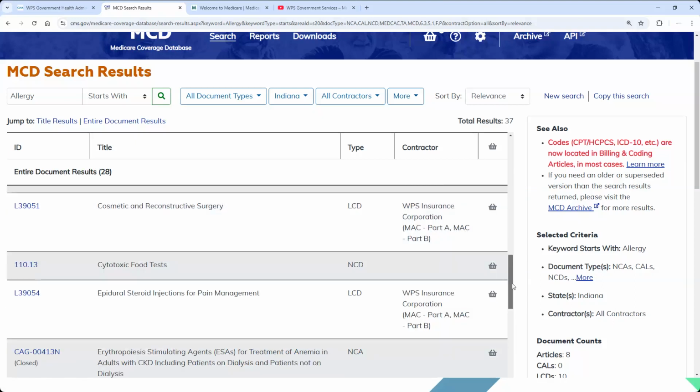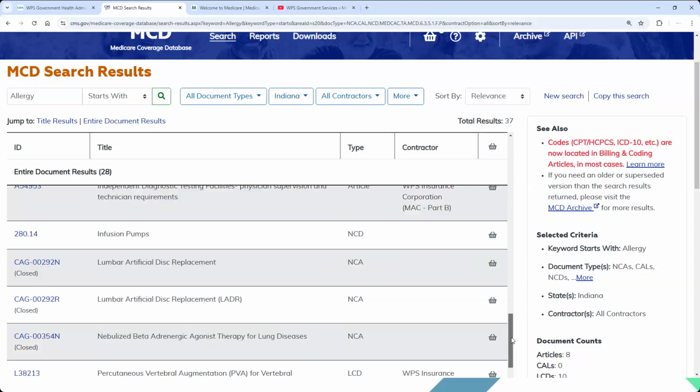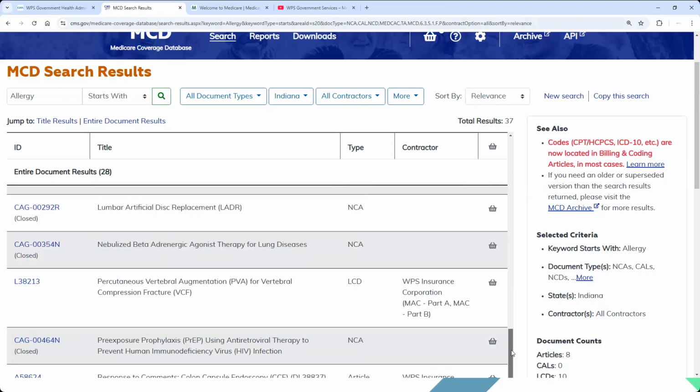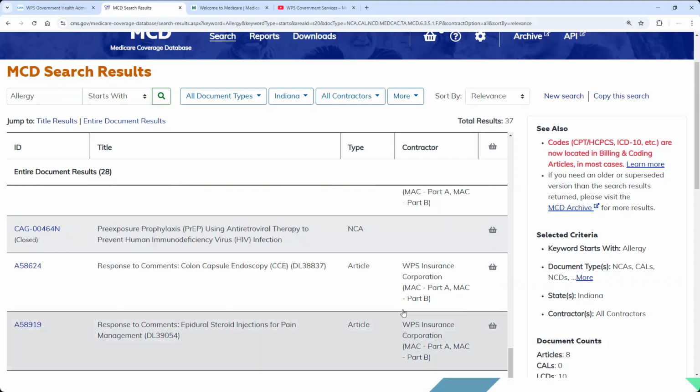One thing I want to remind you is that there will also be response documents. Okay? Response documents actually do come from the contractors. You can see here's response to comments. So we posted this, it was a draft. Once we did that, we got a bunch of comments in, we then responded to those. That's what this is. So this is one of the best resources.